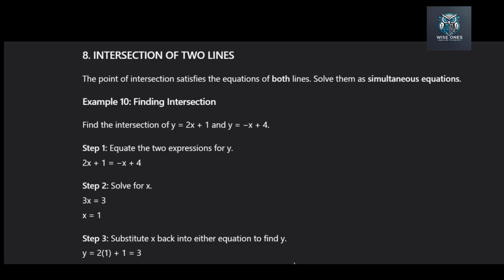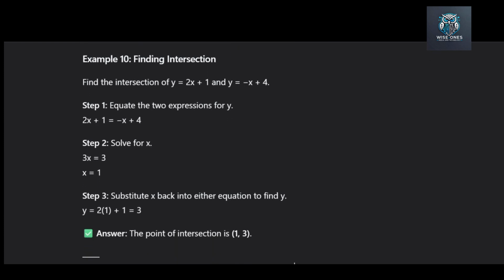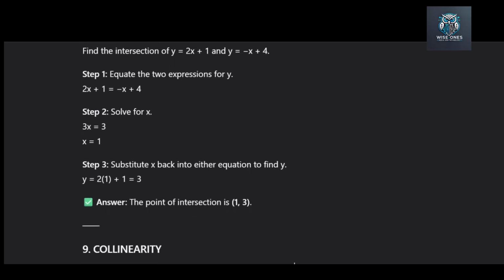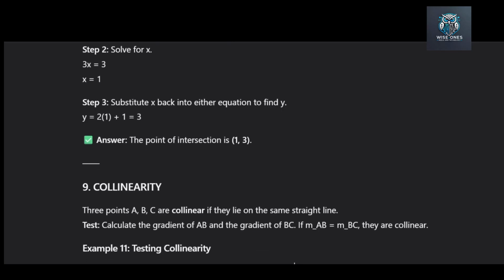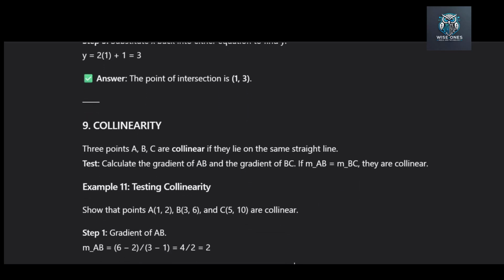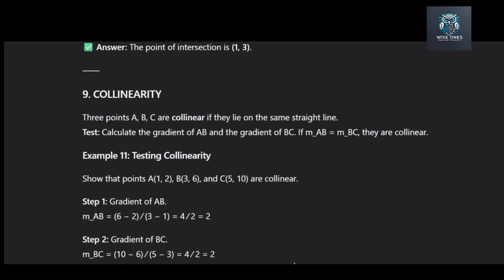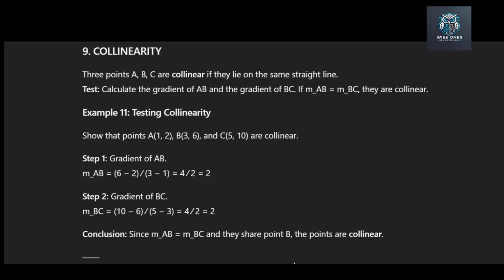Step 3. Substitute x back into either equation to find y. Let us use the first one. y equals 2 times 1 plus 1. 2 times 1 is 2. 2 plus 1 is 3, so y equals 3. The answer is, the point of intersection is (1, 3). You can check this in the second equation. Negative 1 plus 4 is 3. It works.